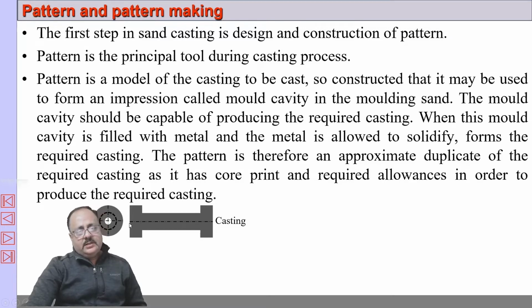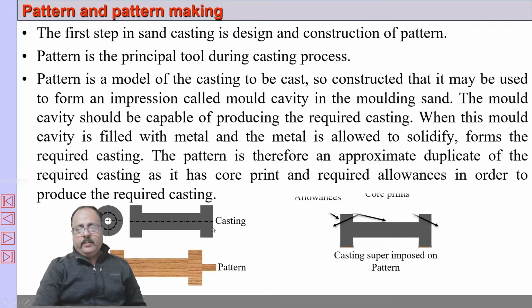So therefore the pattern should have core print attached to it. So the pattern should look like this. These are the core prints. Also, there are various allowances added to this casting, and if we match it up, you can see it is slightly larger, and therefore it is called allowances.